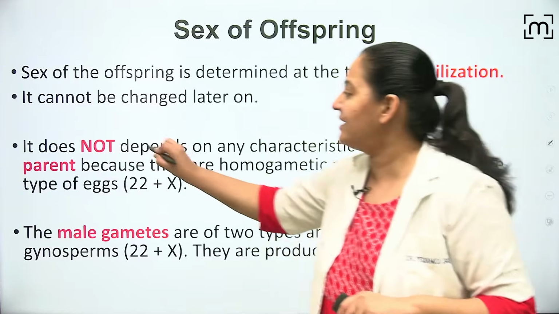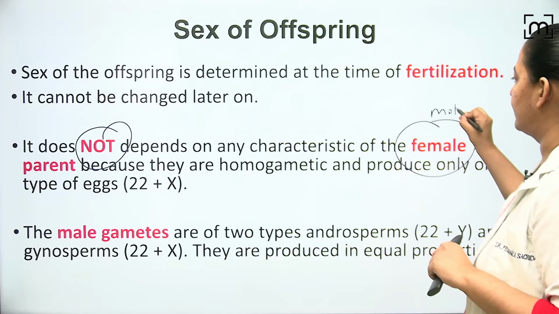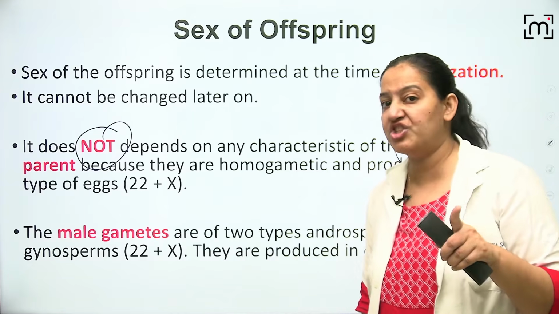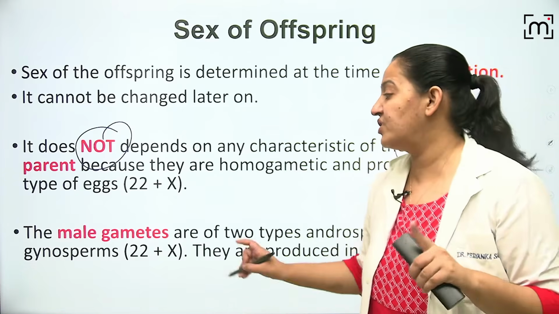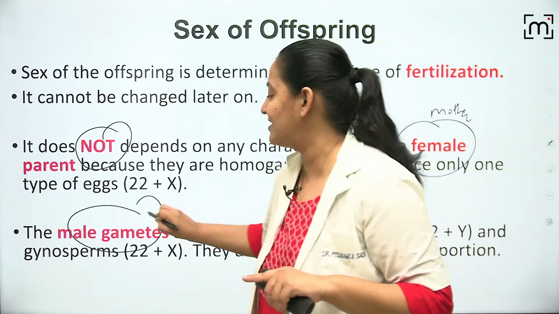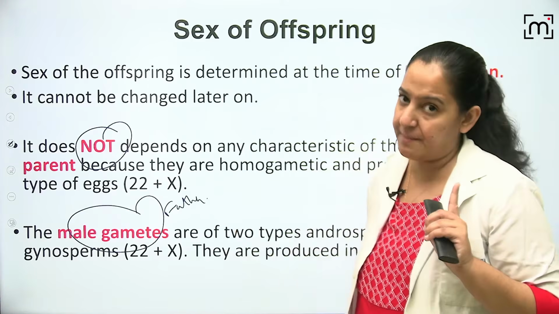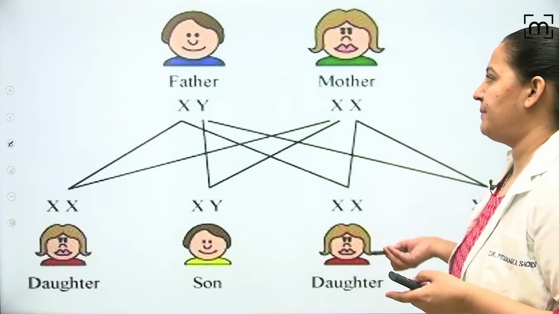So it doesn't depend on the mother. The sex of the child in the pregnancy does not depend on the mother. The gender of the fetus, the gender of the embryo, is determined by the male gametes, that is, by the father. So it is the father who determines the gender of the child, not the mother. So that is proven. You can see the same here also.